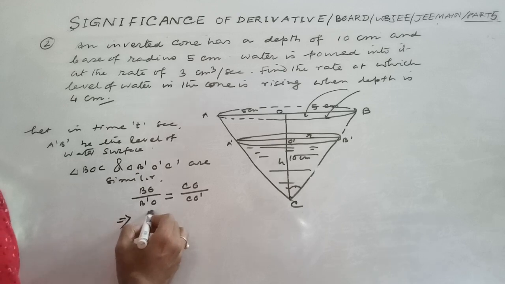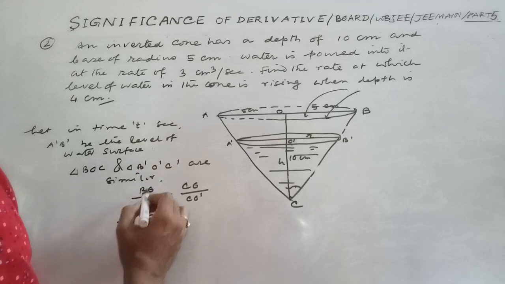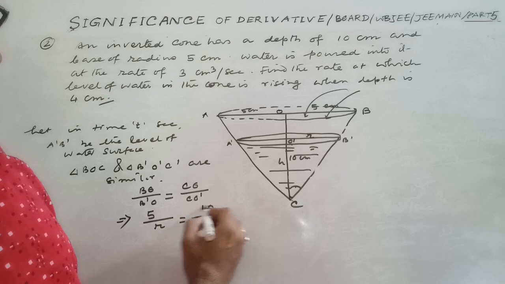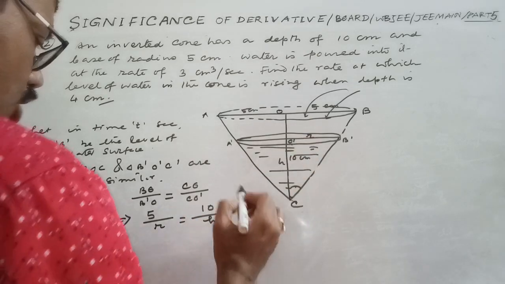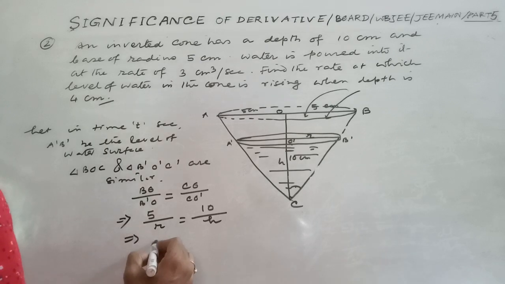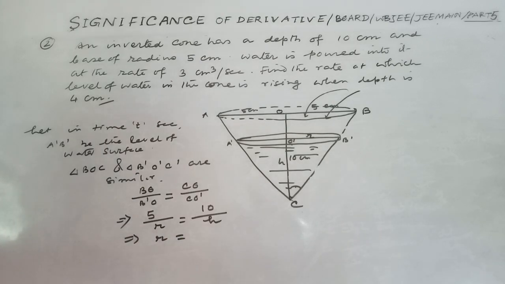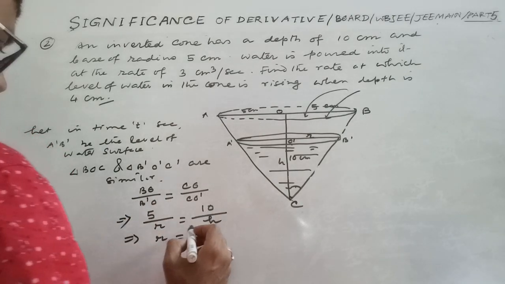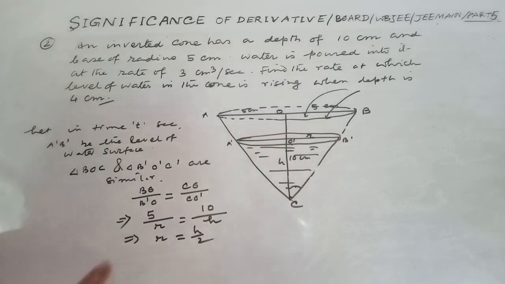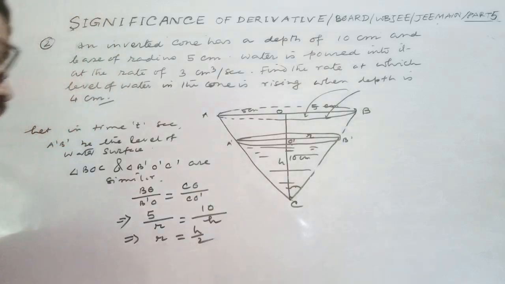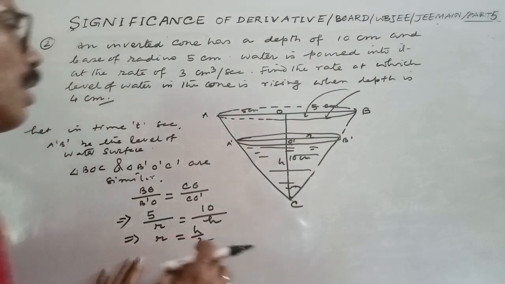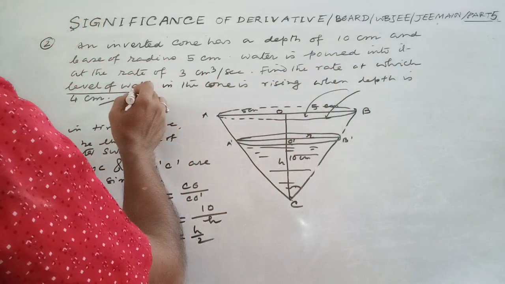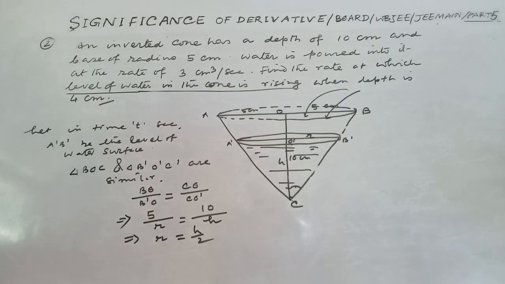What is BO? BO is 5 and this one is R. What is CO? CO is 10 and CO dash is H. So you are getting 10R equals to 5H. So R equals to H by 2. You have to express R in terms of H because level of water, and the rate at which the level of water of the cone is rising.